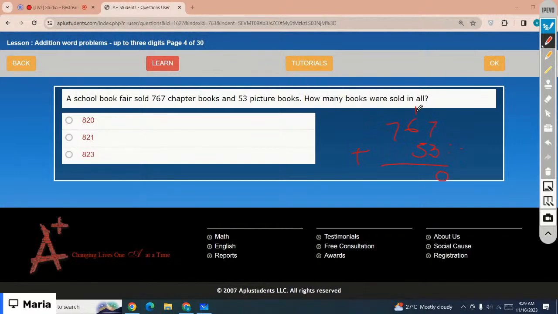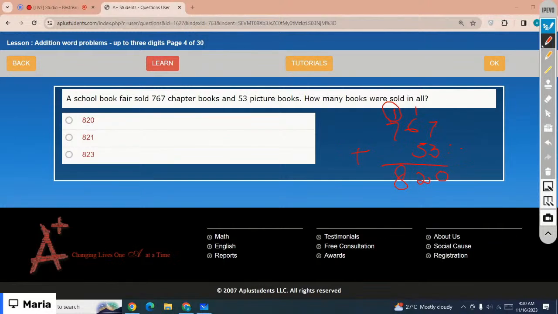Write 0 here and carry 1, right? Now you need to add 6 and 5 plus 1. 6 plus 5 is 11 and 11 plus 1 is 12. Write 2 over here and carry 1. 7 and 1 is 8. So that would be 820. The correct option is 820. 767 plus 53 is 820.